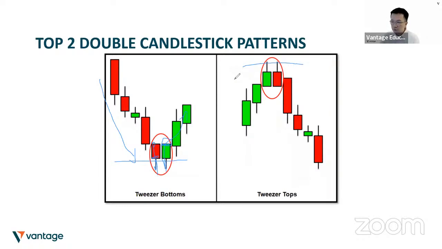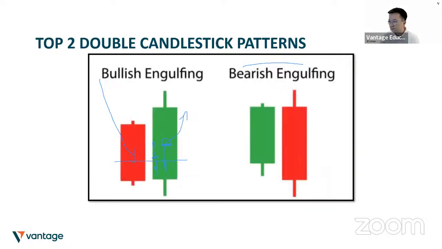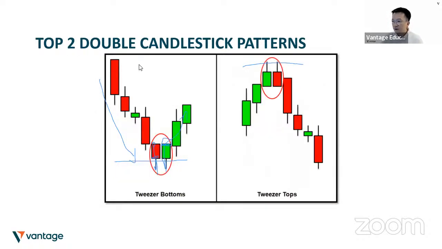So the top two: first one was the bullish engulfing and the bearish engulfing. And then the second one is the tweezer tops and the tweezer bottoms, candlestick pattern price action setups.